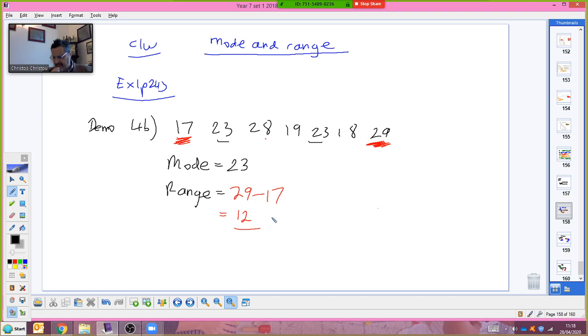And question 7 shows the number of matches in 10 different boxes. Who buys boxes of matches nowadays? Anyway, and there it is, it's all there. So if you can do that, that'll be wonderful.